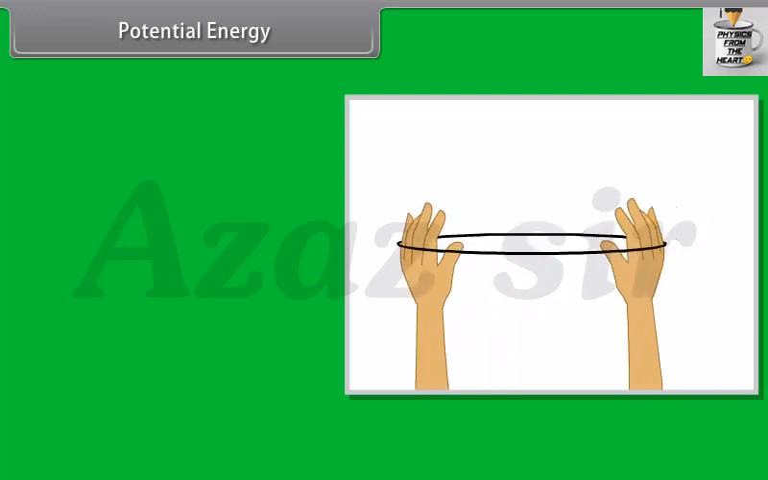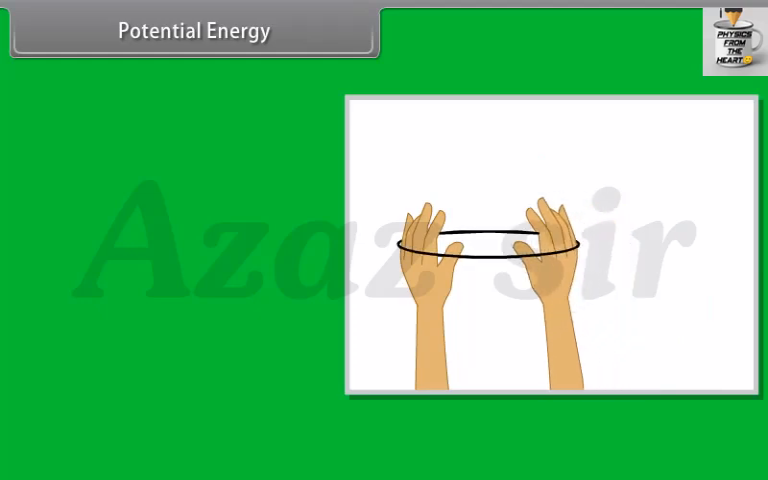Now release the band at one of the ends. What do you see? The band will tend to regain its original length. This means that the band had acquired energy in its stretched position. Do you know how it acquired energy when stretched? Here the energy gets stored due to the work done on the object.